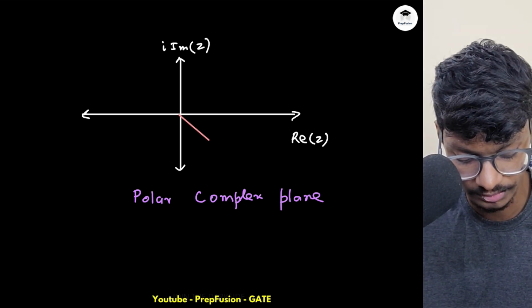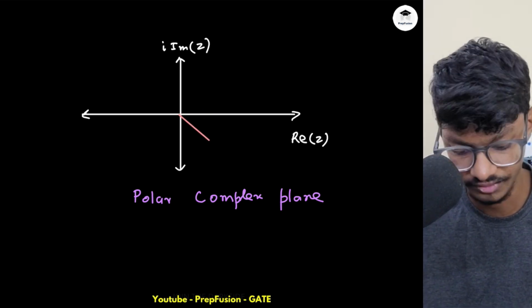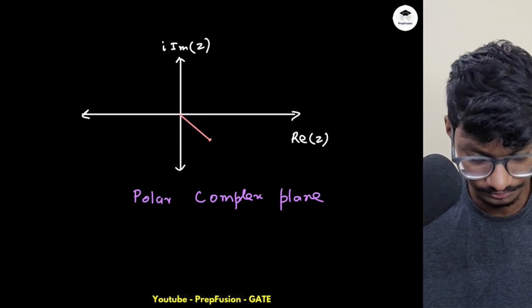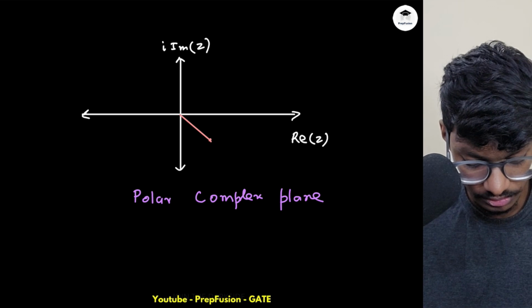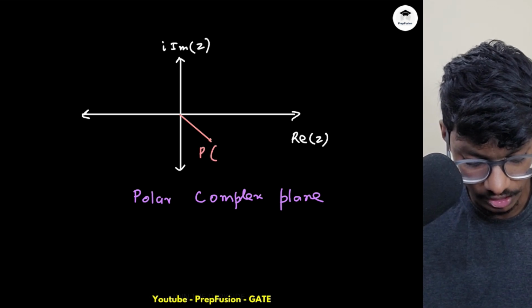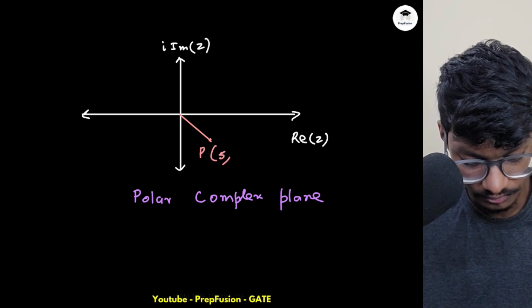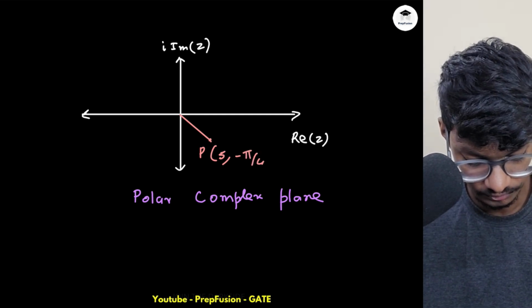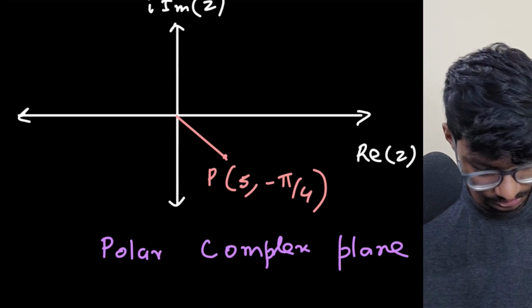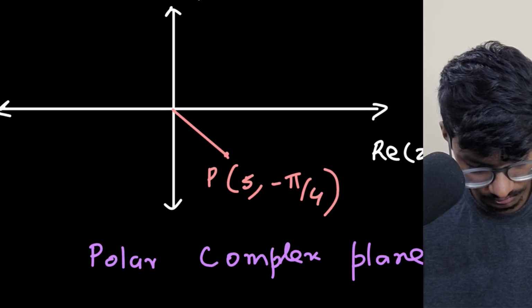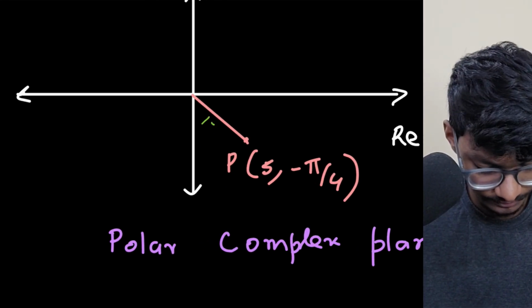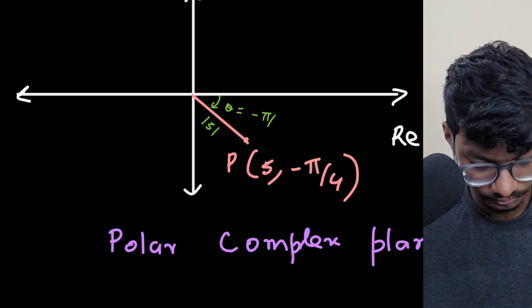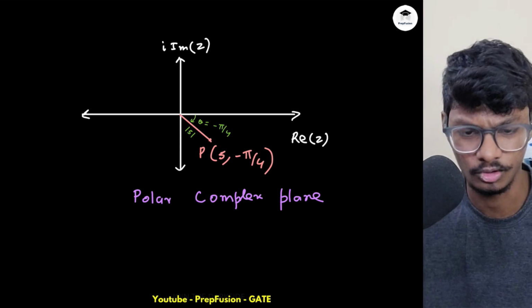So I will move here, minus pi by 4 direction. I will be present over here, and exactly that will be the location of my point. This will be P, which is (r, theta), where r is 5 and theta is minus pi by 4. This distance is 5 and this theta is minus pi by 4. So this is how you represent a point in the complex polar plane.